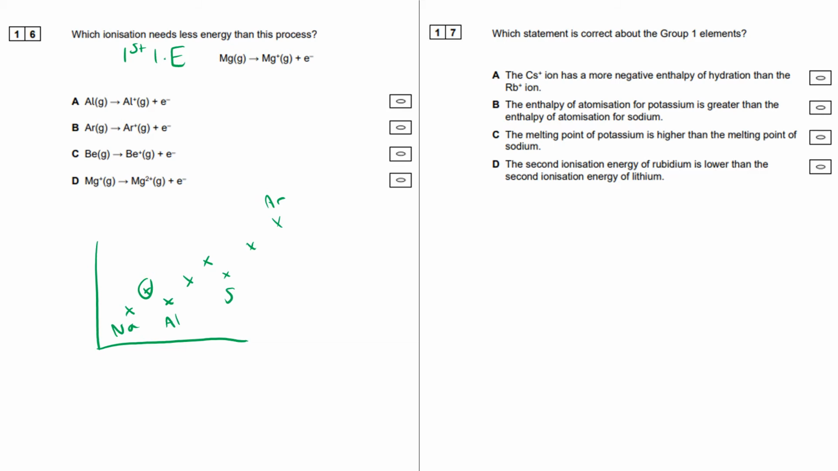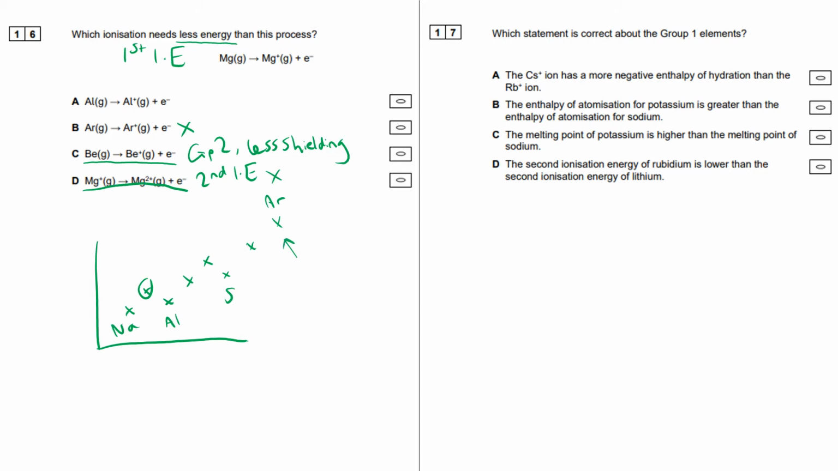So which one has a lower ionisation energy than magnesium's first ionisation energy? Well, it's not going to be D, because that's the second ionisation energy. Ionisation energies will always increase if you're removing more than one electron from an atom. It's not going to be beryllium, which is also in group 2, but beryllium is a smaller atom, it's got less shielding than magnesium, so it would have a higher first ionisation energy. It's not going to be argon.